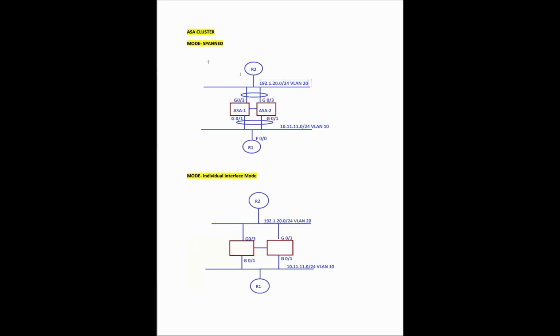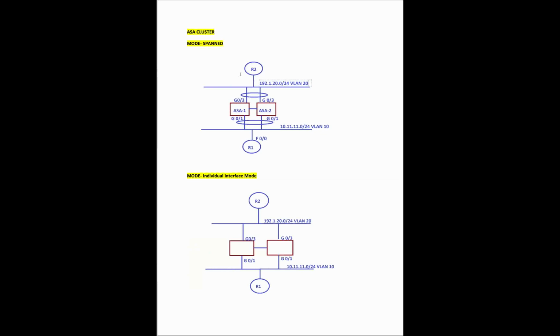So let's start with the first one. There are two different modes of clusters, right? One is the span mode and the other one is the individual interface mode. In clustering, the idea is that two or more ASAs are clubbed together, and again you have a similar setup where one is the master and the rest of them are the slaves. We are going to achieve load balancing using different mechanisms.